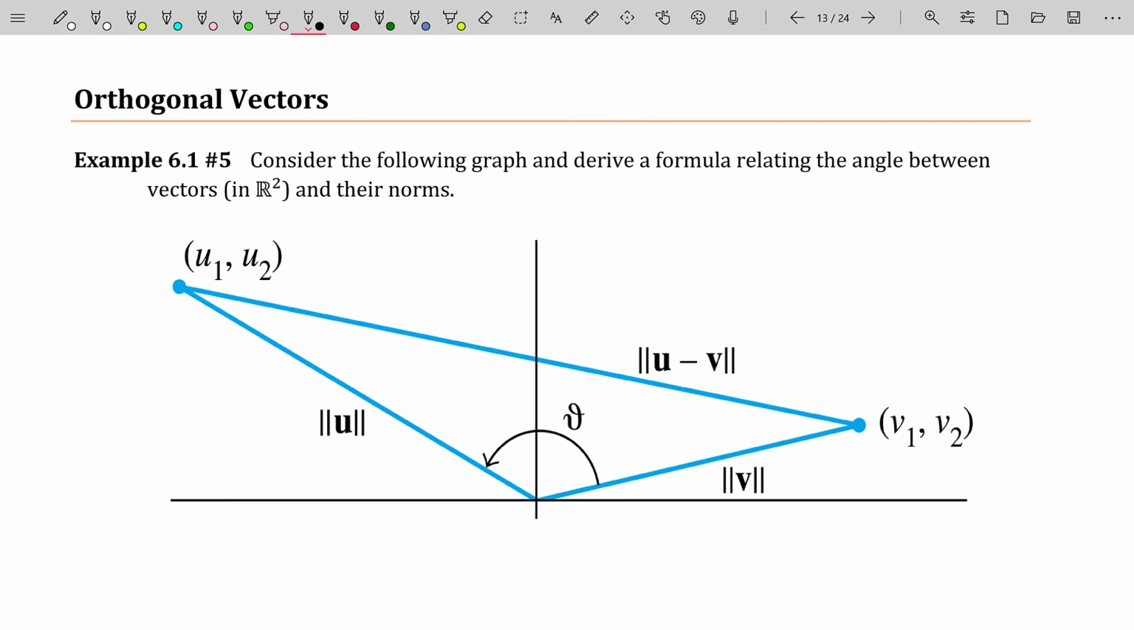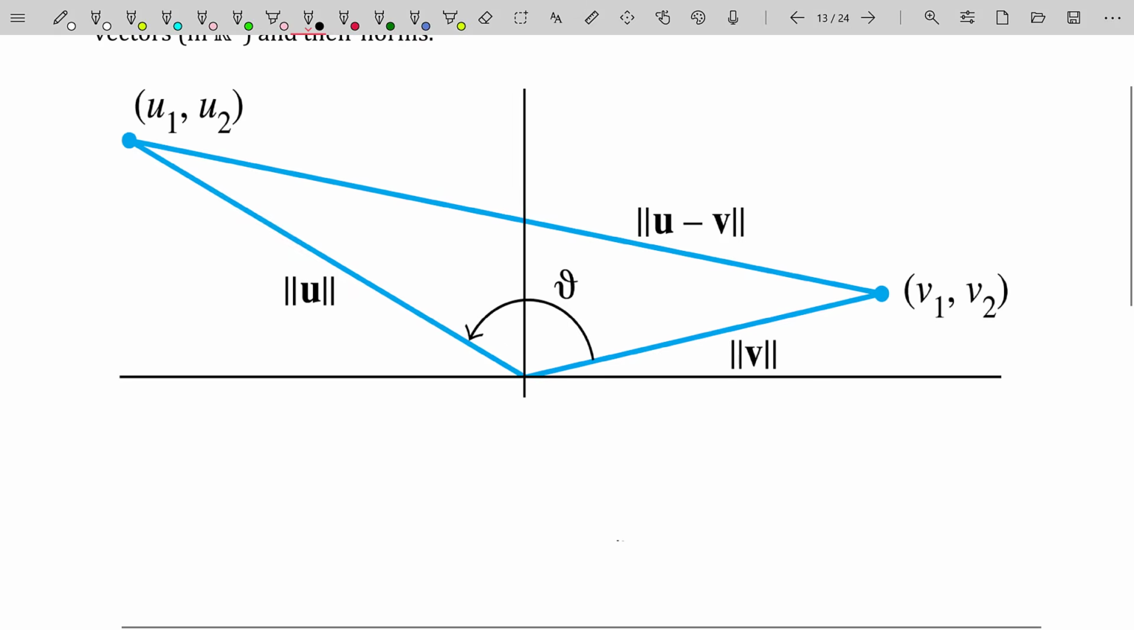Consider the following graph and derive a formula relating the angle between vectors and their norms. Now, if you've gone through Calc 3, you already know the punchline to this. However, I will still derive it here. So we're in R squared, not that the resulting formula that we get is restricted to being in R squared. We could work in R cubed, in R4, and so on and so forth, but really deriving a formula is much easier in R squared.